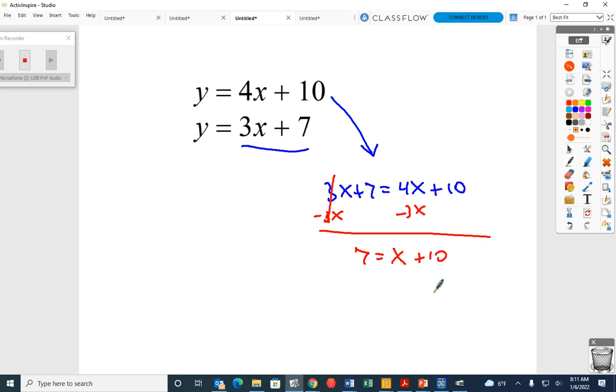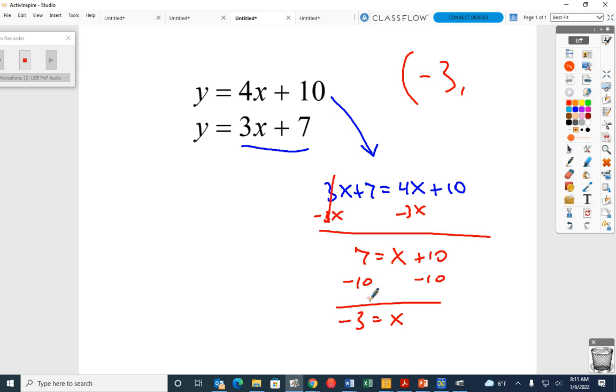Now this gets easy, right? How do I get rid of this 10? Minus 10, minus 10. What's 7 minus 10? Negative 3 equals x. Do we have half our answer? Wasn't our last one negative 3? Yep. Okay. So which one do we want to plug it into?